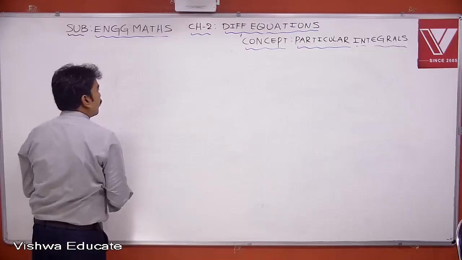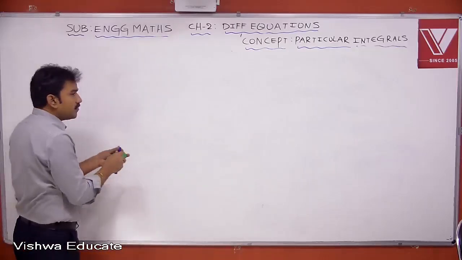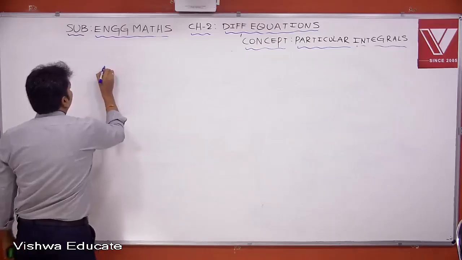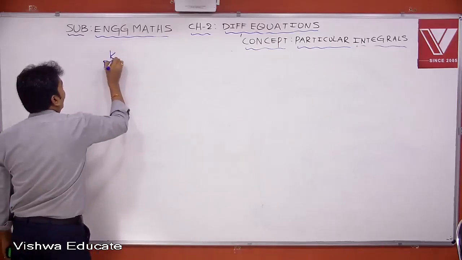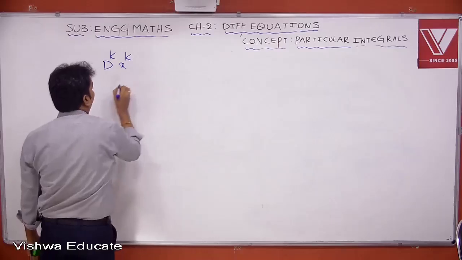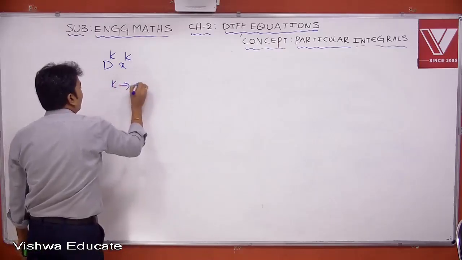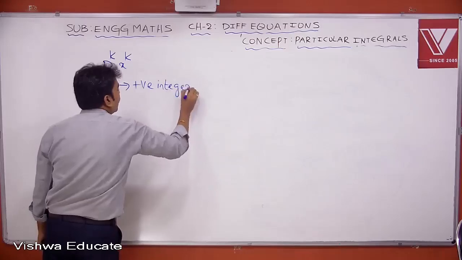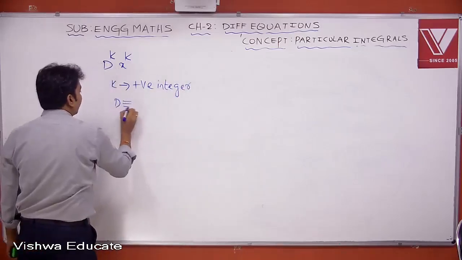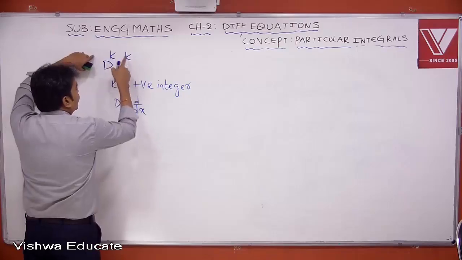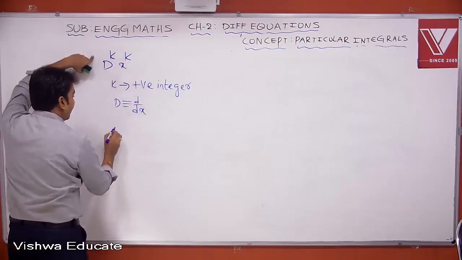Now, before going to the last case, let us discuss a few important formulae. Suppose I want to calculate D power k of x power k, where k is a positive integer. Here we know that D is nothing but the differential operator with respect to x. So here the powers are same: D power k of x power k.